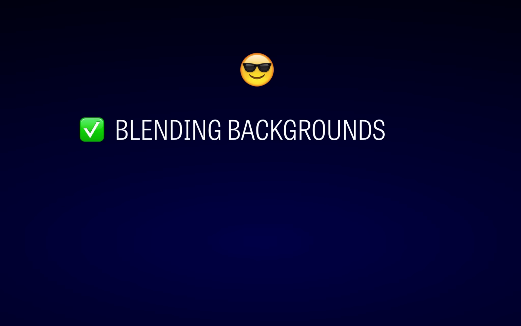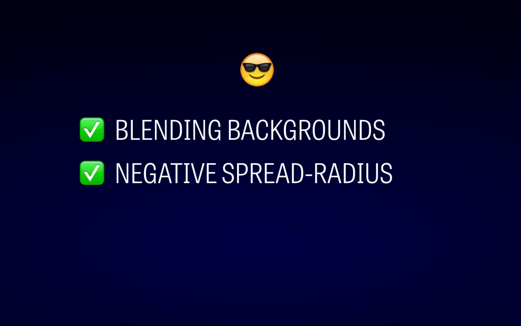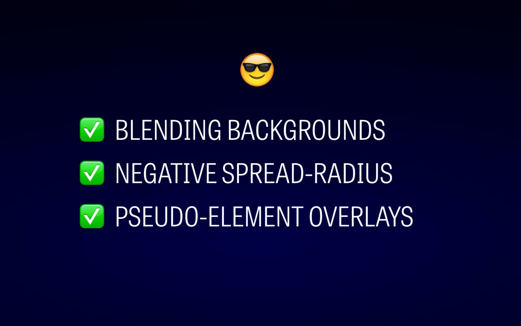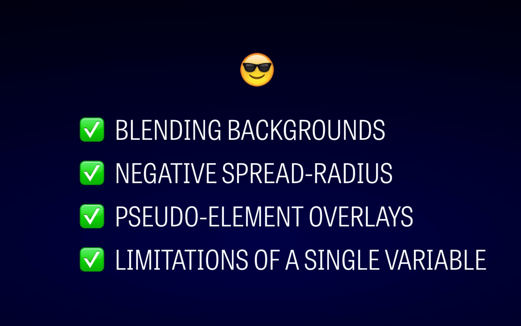So we've covered quite a bit of ground building this demo. We've blended multiple backgrounds using gradients, we've used a negative spread radius on a box shadow, and we've used pseudo elements as overlays for our link hover effect. But we've also seen the limitations of having only a single variable to use for this stuff.